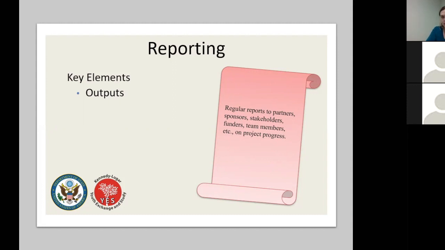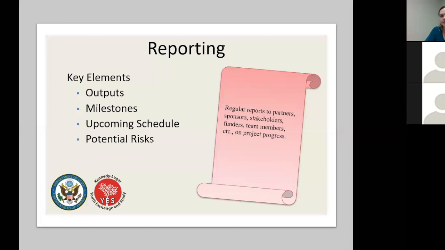So in your reporting, you're making sure to report on your outputs, your milestones, any scheduling things that are happening, like any other events that are happening soon, any potential risks, or any setbacks that you might face. Oftentimes a project doesn't stay exactly according to plan, and you have to be flexible and ready to adjust your plan as needed. And so any setbacks like that should be reported to your funder.